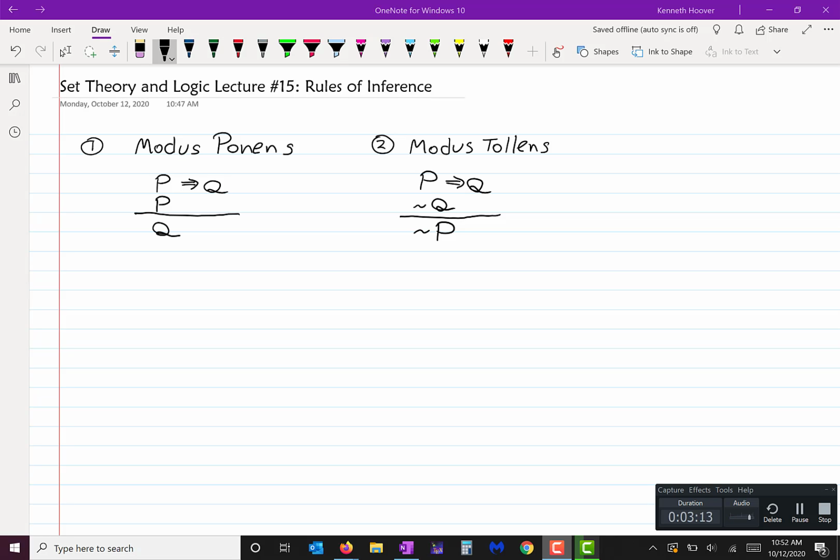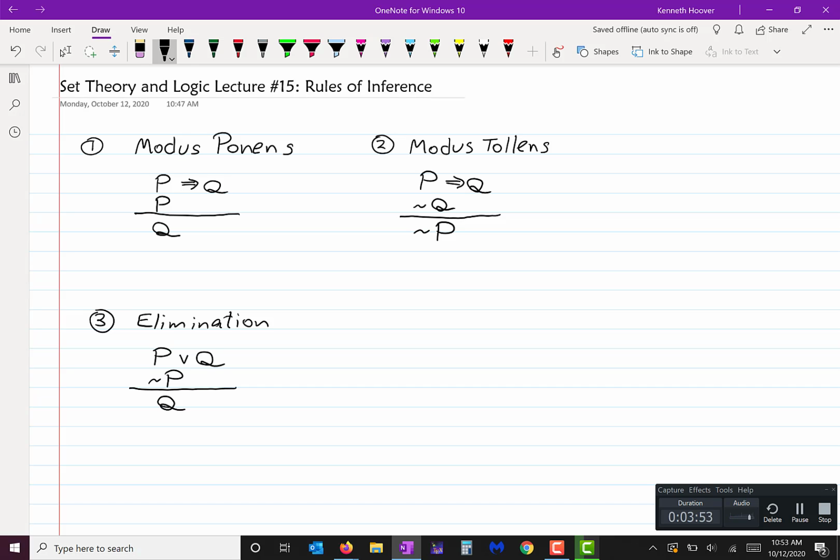All right, now the book also shows us this one, number 3. I will label it. It's called Elimination. It says if you are given the premises P or Q, and you are also given not P, then what do we conclude from that? If we have P or Q and we don't have P, then we must have Q.